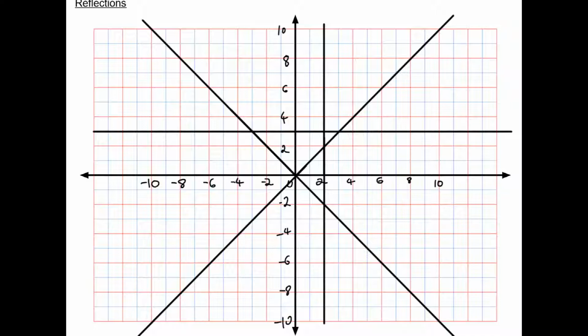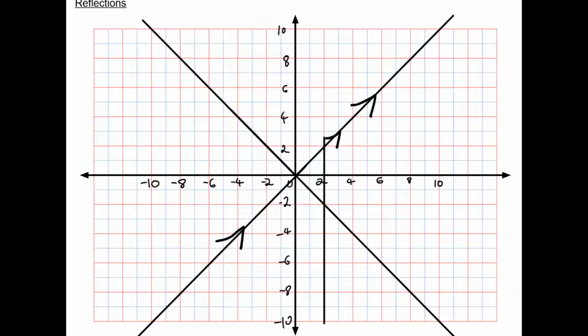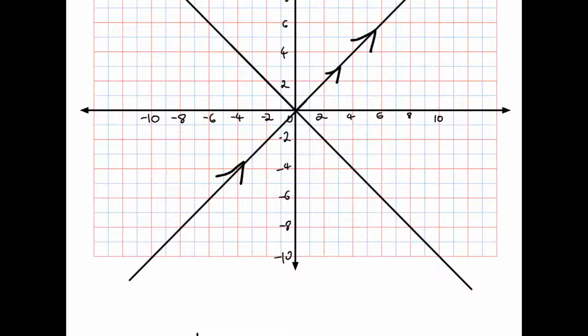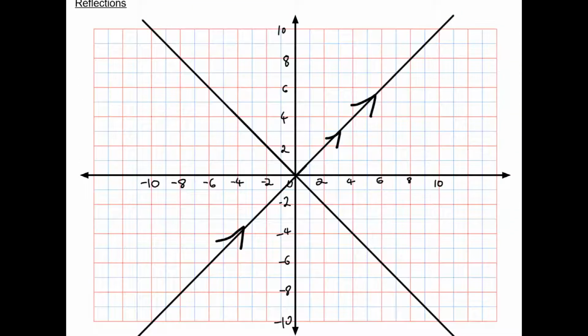If we look at these lines here, this line, which is going through the origin and going straight up, is the line y is equal to x. Let's remove these other lines. This is the line y equals x, because if I pick any point on this line, the x coordinate is the same as the y coordinate. For example, at this point, we have x is equal to 2 and y is equal to 2.